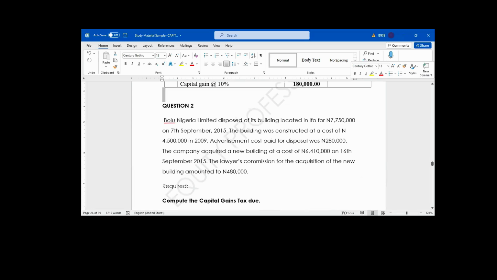Question 2. Bolu Nigeria Limited disposed of its building located in Ifo for 7.75 million on 7th September 2015. The building was constructed at a cost of 4.5 million in 2009. Advertisement cost paid for disposal was 280,000. The company acquired a new building at a cost of 6.41 million on 16th September 2015. The lawyer's commission for the acquisition of the new building amounted to 480,000. Required, compute the capital gain tax due.